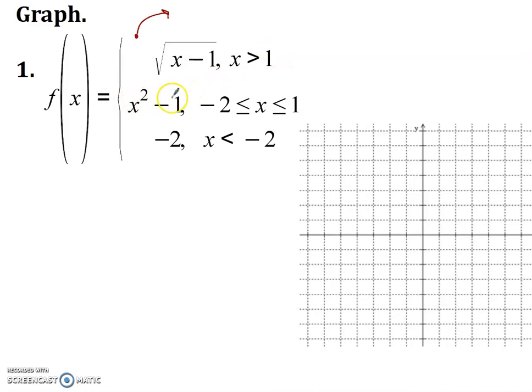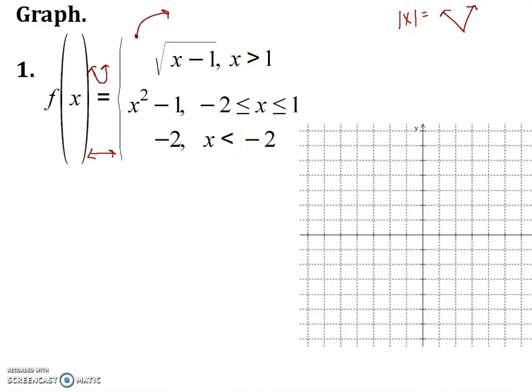We have f of x equals x squared minus 1. We're going to graph that between -2 and 1 and including both of those points. Remember, x squared makes the parabola. The other shape we're going to have, which isn't on this graph, is an absolute value. And remember, absolute value, that makes a V shape. Okay? And then our last graph is -2. Well, that's just going to be a horizontal line. So when it's just a number, that's going to be a horizontal line at x is less than -2.